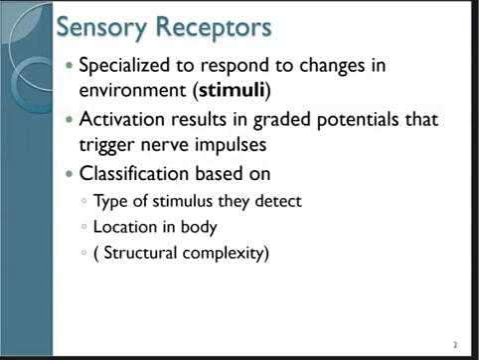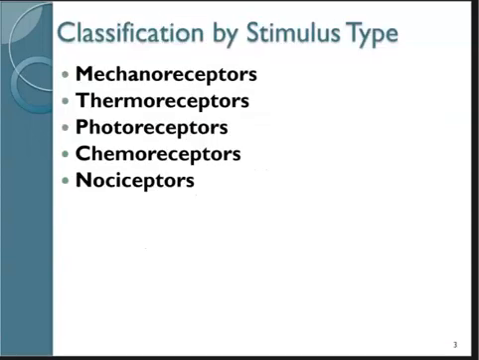The receptors are classified three ways: on the type of stimulus they detect, on the location of the stimulus, so whether it comes from inside the body, outside of the body, or the body itself, and on structural complexity, so they are either simple or complex receptors. We're going to look at the first two. By stimulus type, we have mechanoreceptors, thermoreceptors, photoreceptors, chemoreceptors, and nociceptors.